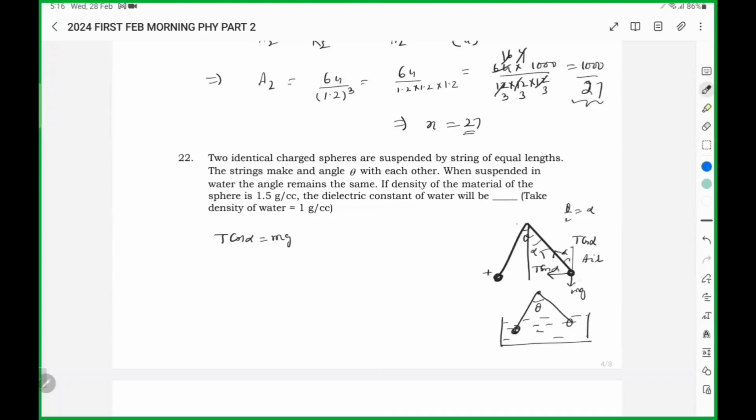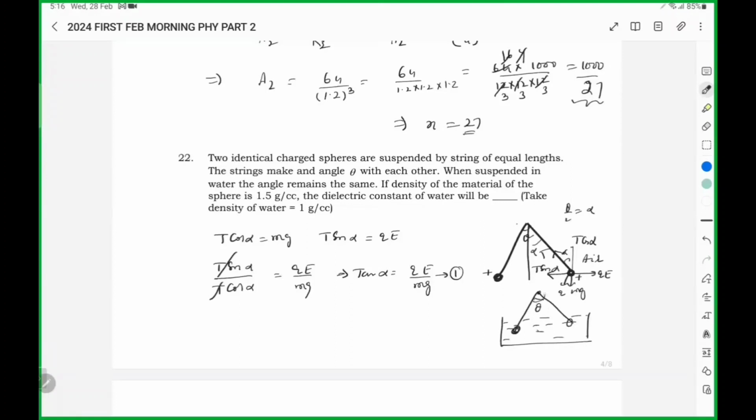Here it is identically charged. There is a force of repulsion. Charge is Q, force acting on it is QE. T sin alpha is QE. T sin alpha by T cos alpha here is QE by mg. We get tan alpha is equal to QE by mg. Say it is one equation.